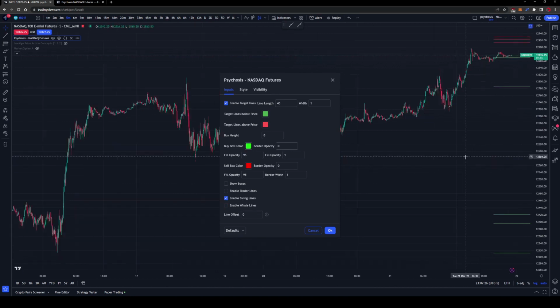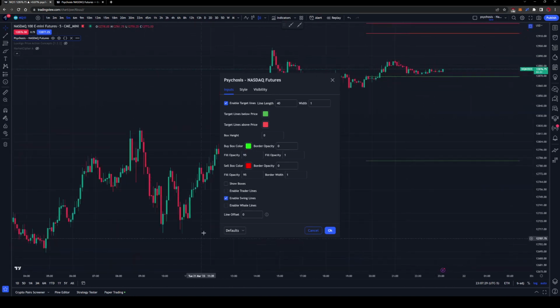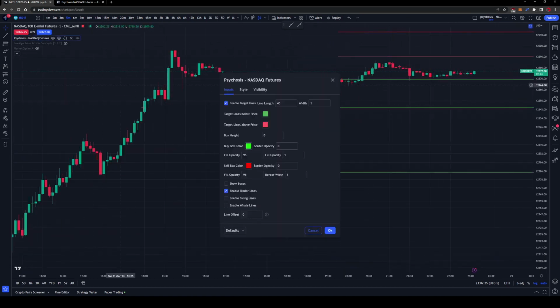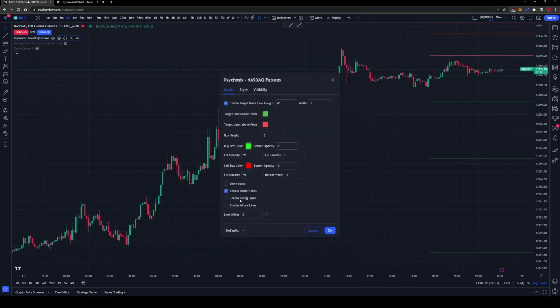The swing lines are weekly. They work really well too. You can see what's going on there. But if you want some more zones so you can scalp futures and stuff, that's the trader lines. Technically, some of the same lines will be on the other ones, so the weekly will sometimes have daily lines.